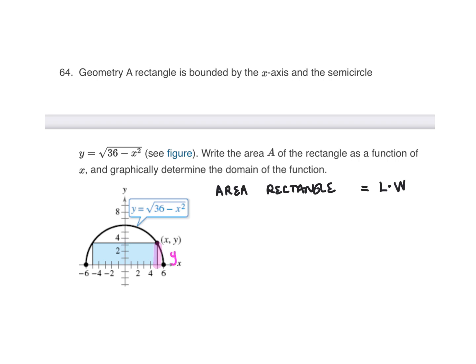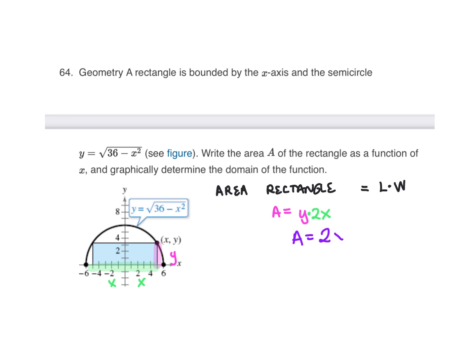Then we have the length. So we have this length down here, and then you have to go on the other side as well. So writing that, this is x, and then this is also the distance of x, right? We're just looking for that measurement. So we can say that the area of the rectangle is y times 2x.